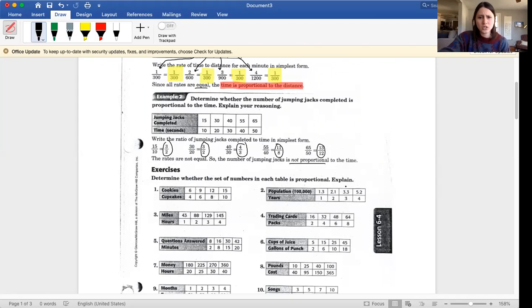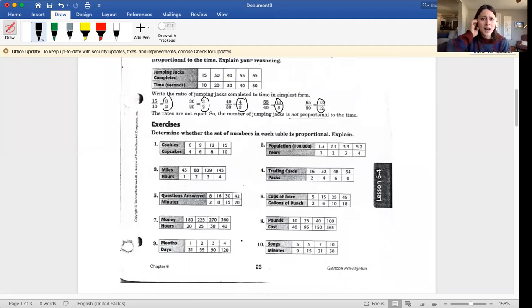So that's all you have to do for this lesson is decide if the rates are proportional, the numbers are proportional. And if they are, you're going to say they are proportional. You're going to explain why. It's because the rates are equal. And if they're not proportional, you're going to explain that they're not proportional because the rates are not equal. So we have to reduce that to find out. So you could write each reduced rate on the bottom if you want.